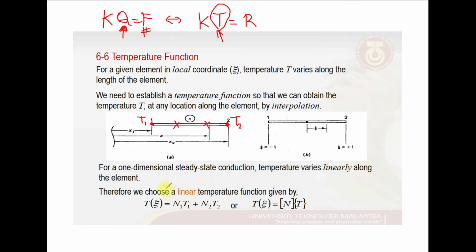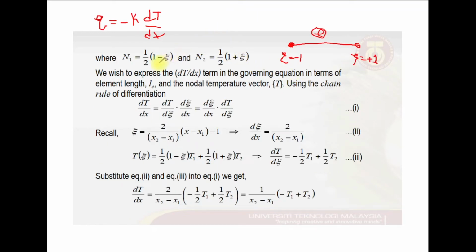So the temperature field, which is given by T in natural coordinate system z, can be obtained by taking the linear interpolations N1 T1 plus N2 T2, where N1 and N2 refer to the linear shape functions, and this can be written in a more compact format, which is in the matrix format T equal to N multiplied by T, where we know that N1 equal to half 1 minus z and N2 equal to half 1 plus z.